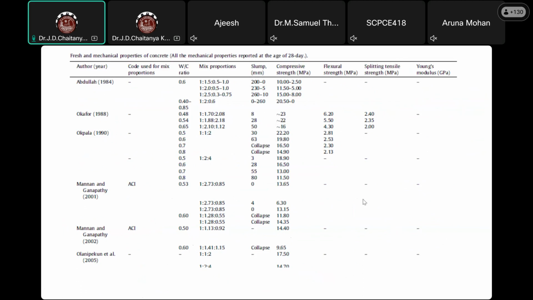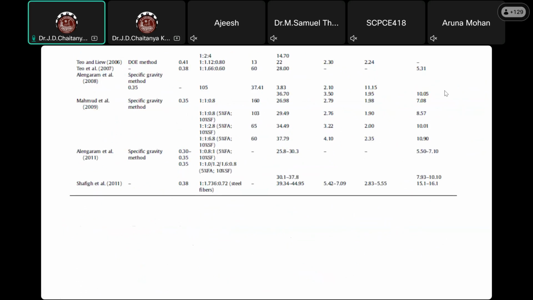So all these things are given by the previous researchers. You can also observe here that they mentioned Young's modulus values. The Young's modulus is also given here in the black column. So these are the different types of conditions.